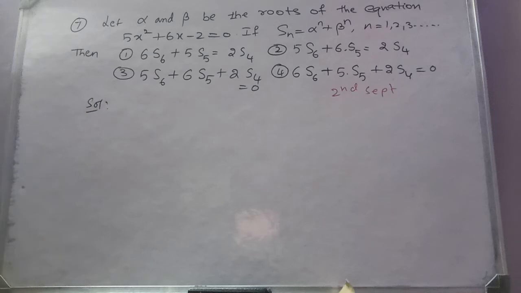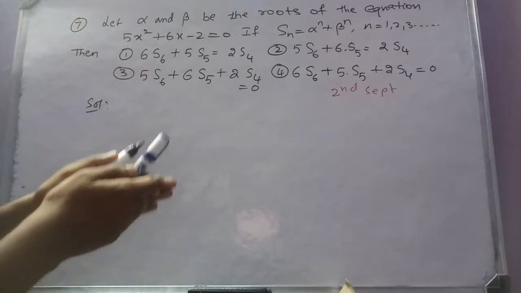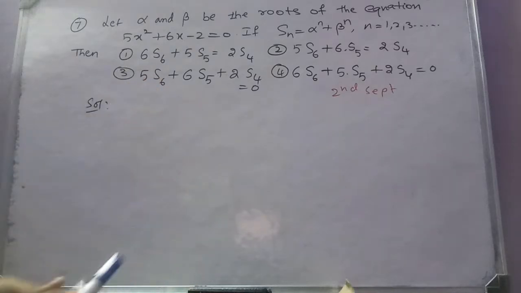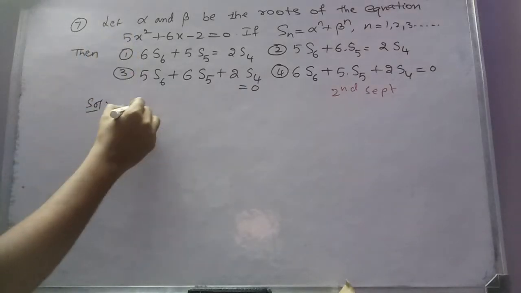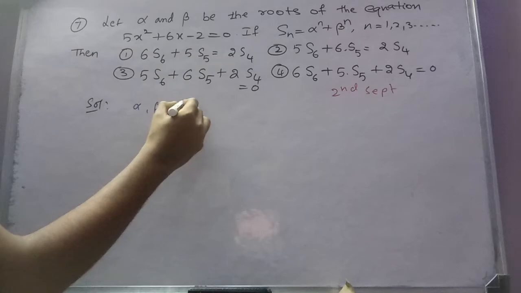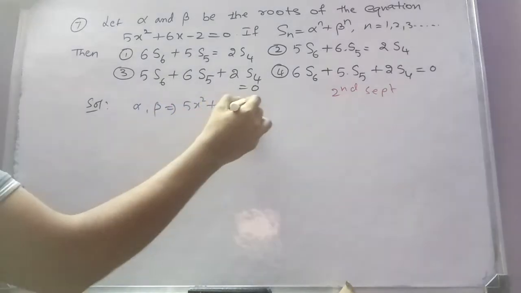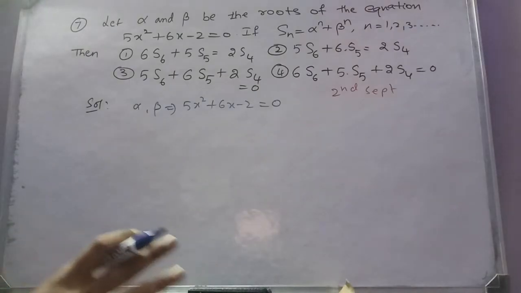You can do it like this, dear students. You can find out what is S5, S4, and then S6 one by one using the symmetric functions concept, but that is actually a lengthier method. So we don't choose that method here. We have another method. So what is it? Let us see. Observe carefully. They told that alpha, beta are the roots of 5x square plus 6x minus 2 equal to 0. I'm doing the solution using a shortcut.